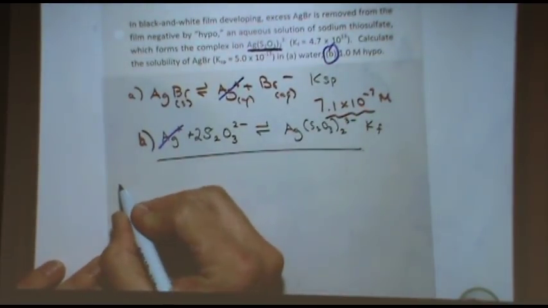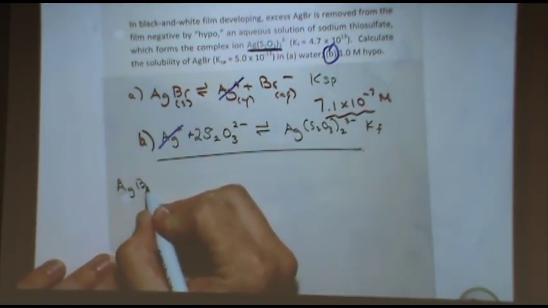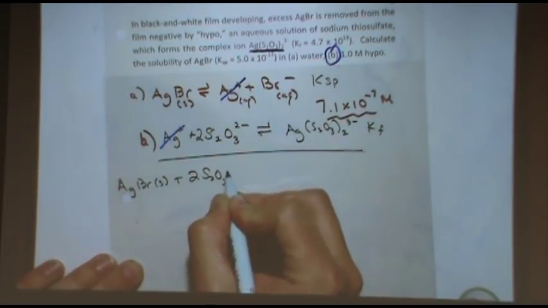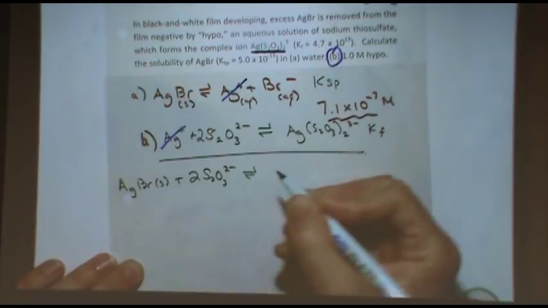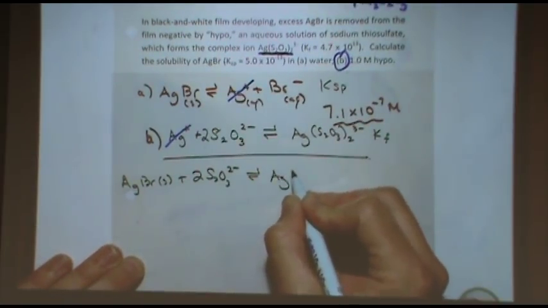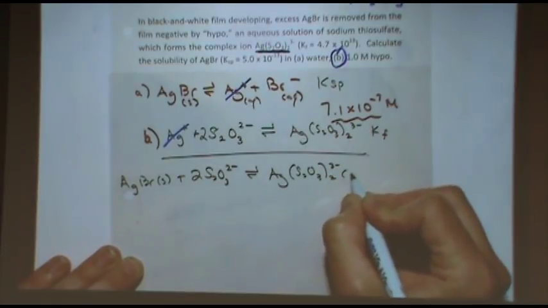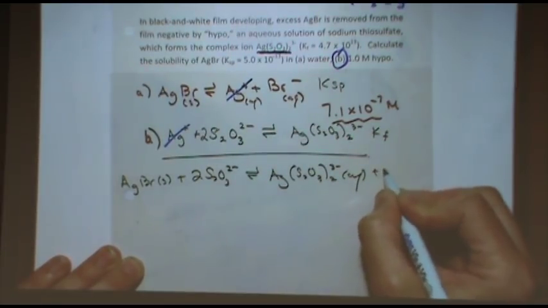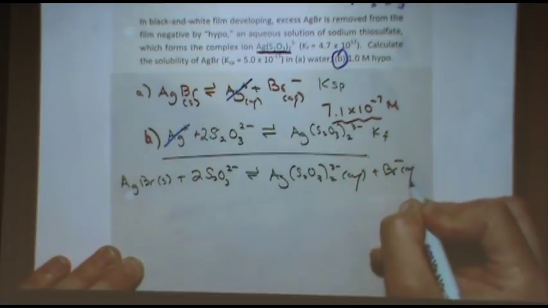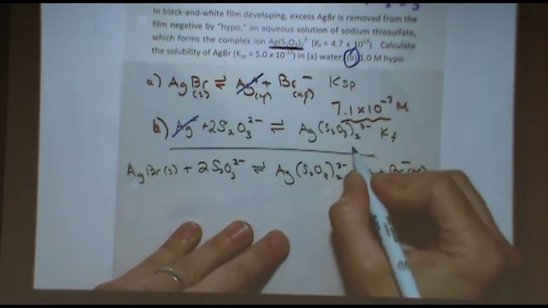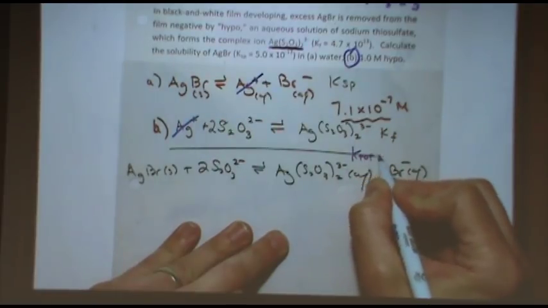So then you would end up writing the full reaction, that'd be AgBr, solid, plus the 2 S2O3, 2 minus, goes to Ag S2O3, 2, 3 minus in this case, aqueous plus Br minus aqueous. So there's now my full reaction. I have a new K for this reaction. The K for this reaction, I'll just call it K total.